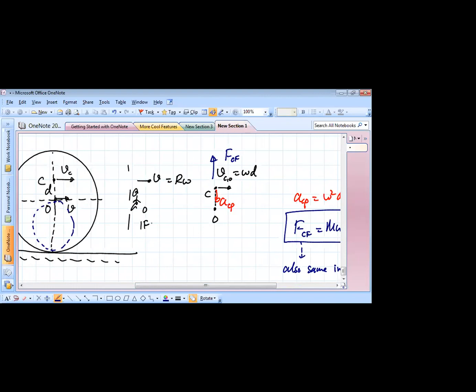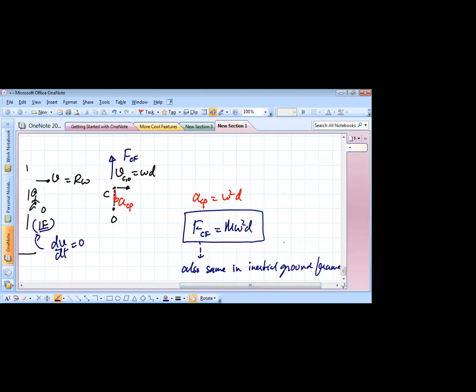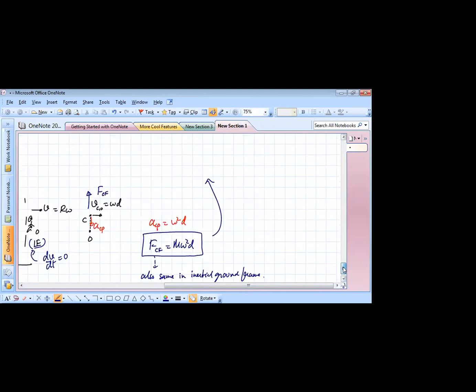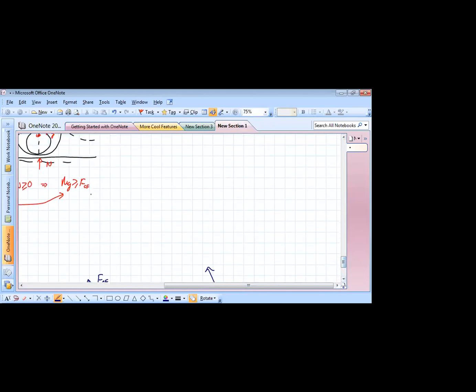So dV by dt is zero. At this particular instant, dV by dt is zero. So that is why the point O is becoming an inertial frame for us, because it does not have any tangential acceleration. Okay, so we can use this. Now, for the condition of normal reaction to be there, we just substitute this in the above part.